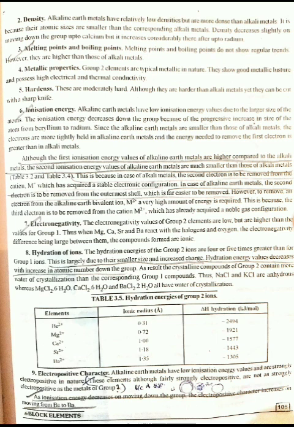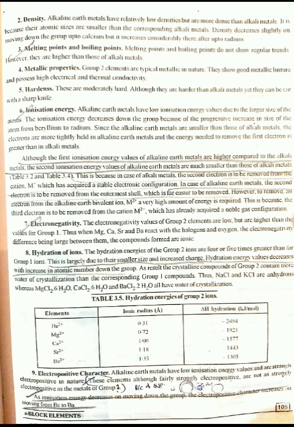Fourth, metallic properties. Group 2 elements are typically metallic in nature. They show good metallic luster and possess high electrical and thermal conductivity. Fifth, hardness. These are moderately hard; although they are harder than alkali metals, yet they can be cut with a sharp knife. Sixth, ionization energy. Alkaline earth metals have low ionization energy values due to the larger size of the atoms. The ionization energy decreases down the group because of the progressive increase in size of the atom from beryllium to radium.